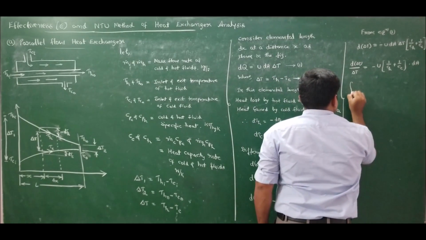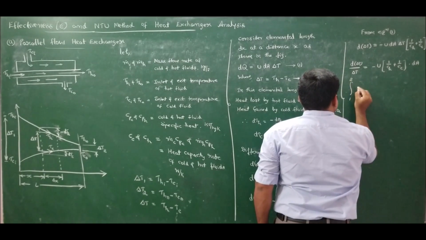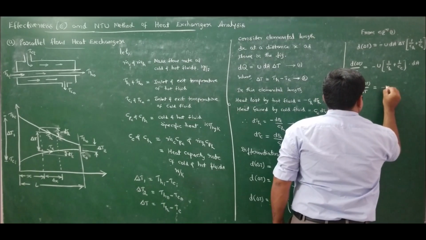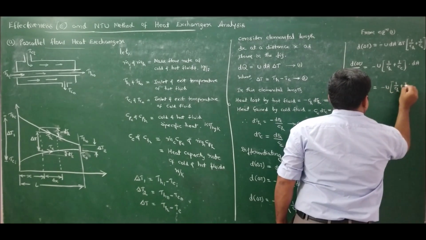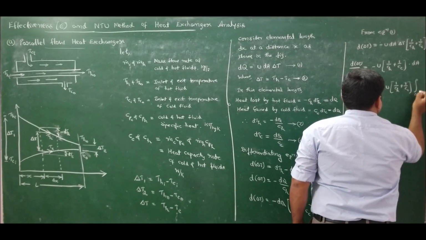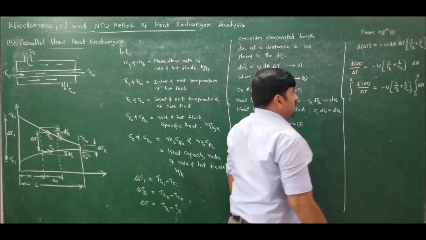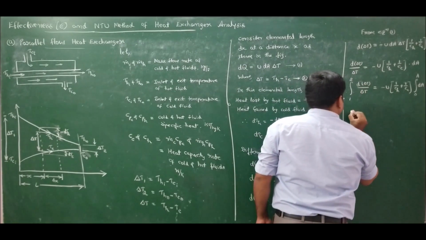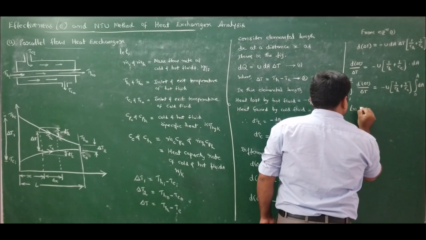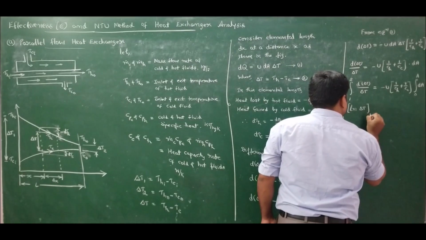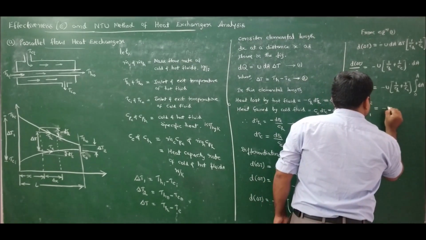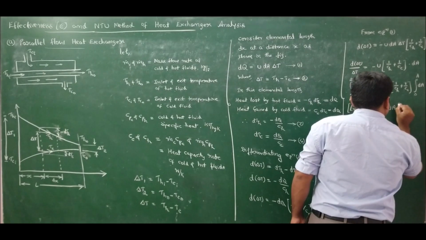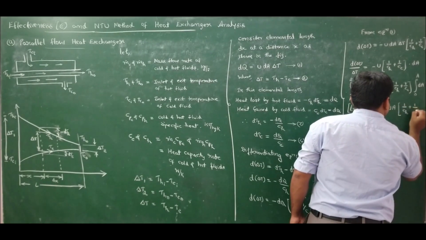Now if I integrate, we have integral from 1 to 2 for d of delta T by delta T is equal to minus U of 1 by CH plus 1 by CC, integral of area from 0 to overall area A into dA. Now if I integrate, this is of the form 1 by x, and integral of 1 by x is ln x, so therefore I'll get ln of delta T, limit from 1 to 2, is equal to minus U, integral of dA is A, limit from 0 to A, so therefore I'll get U into A times 1 by CH plus 1 by CC.